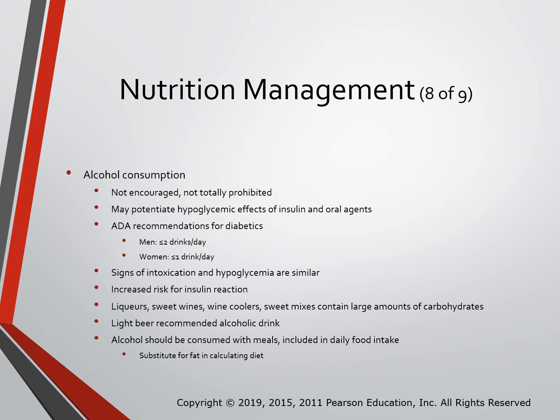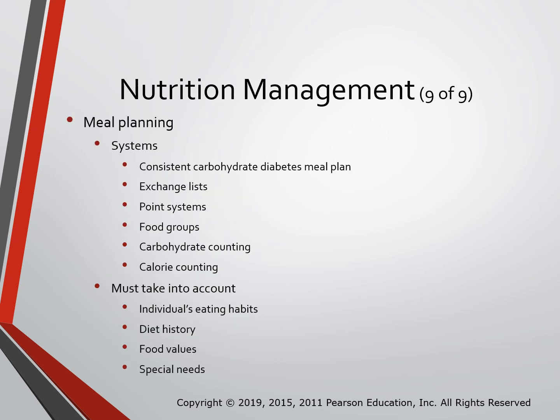Light beer is recommended. Alcohol should be consumed with meals and included in the daily food intake. The alcohol is substituted for fat in the circulating diet. A drink with 1.5 ounces of alcohol is equivalent to 2 fat exchanges. It is better to consume alcohol with your food because it helps process it and break it down, and doesn't cause as much liver damage as well.